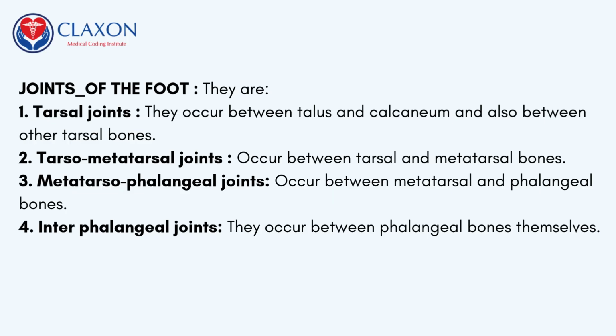Joints of the foot are: 1. Tarsal joints, which occur between talus and calcaneum and also between other tarsal bones. 2. Tarsometatarsal joints, which occur between tarsal and metatarsal bones. 3. Metatarsophalangeal joints, which occur between metatarsal and phalangeal bones. 4. Interphalangeal joints, which occur between phalangeal bones themselves.